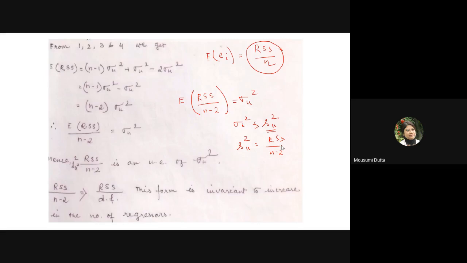It is RSS by degrees of freedom. In a two-variable regression model, the degrees of freedom is n minus 2. n is the number of observations, and two parameters we need to estimate, alpha and beta. So the degrees of freedom is given by n minus 2. If there are k parameters, the degrees of freedom in general will be n minus k. So RSS by degrees of freedom reduces to the unbiased estimator of sigma u square.